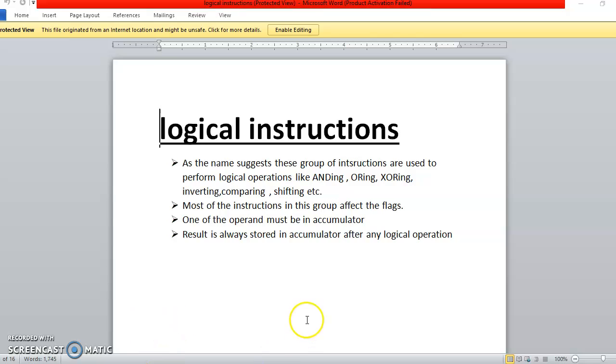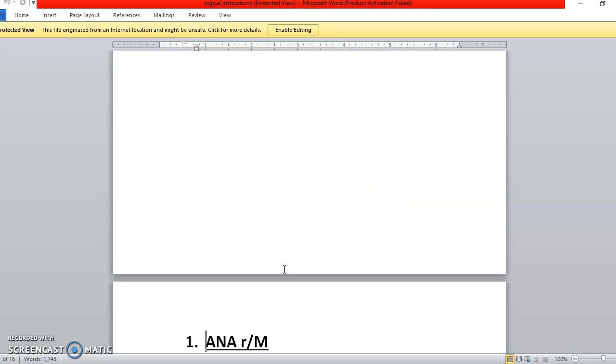Most of these instructions will affect the flag register in 8085, and one of the important rules is one operand must be in the accumulator and always the result is stored in the accumulator after any logical operation. So these are the rules which you have to follow while writing the logical instructions. Now let's see which are the logical instructions.